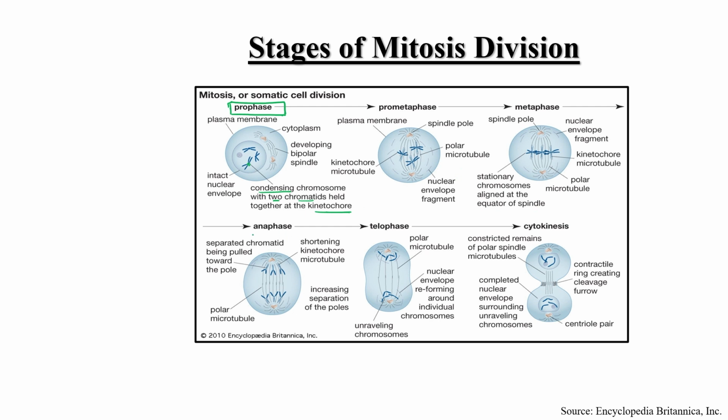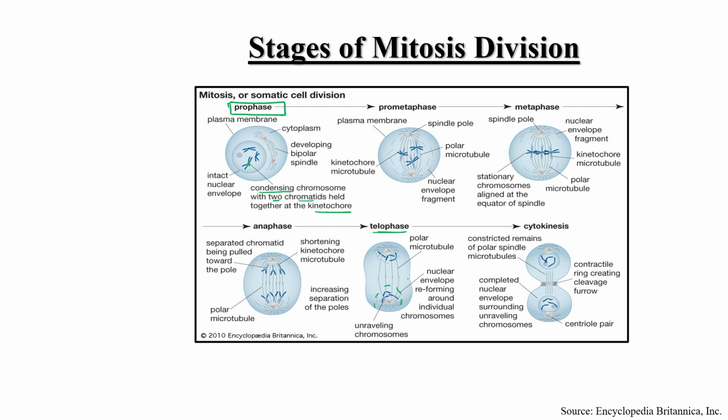After metaphase, anaphase occurs. In anaphase, there is separation of chromatids. These chromatids are pulled towards the poles with the help of spindle fibers and shortening of kinetochore microtubules. Then after anaphase, telophase is the last stage of karyokinesis, where generation of the nuclear envelope starts again. The nuclear envelope reforms around individual chromosomes, as you can see over here.